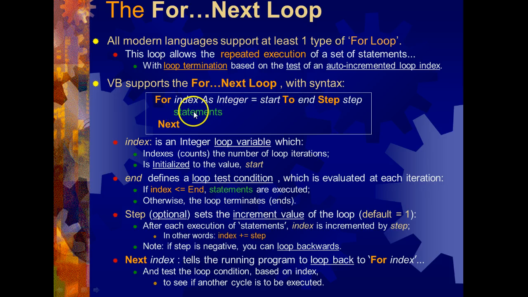And then we have some statements in here that we want executed each time we go through the loop, and then we have to end it with next, so it knows which statements to do in the loop, and then everything after next it won't do inside the loop. Index is an integer, and it's defined as an integer. It's called the loop variable, which indexes or counts the number of loop iterations.